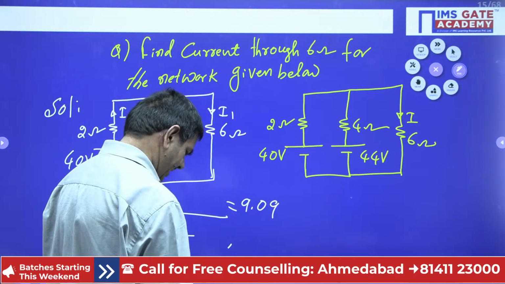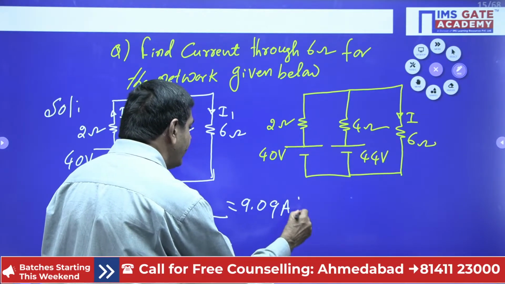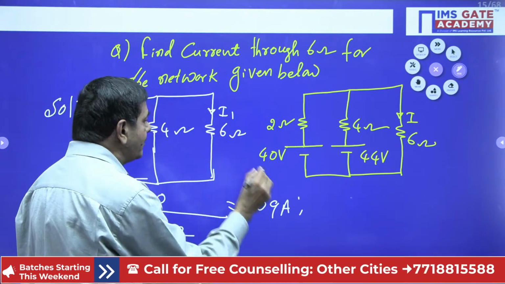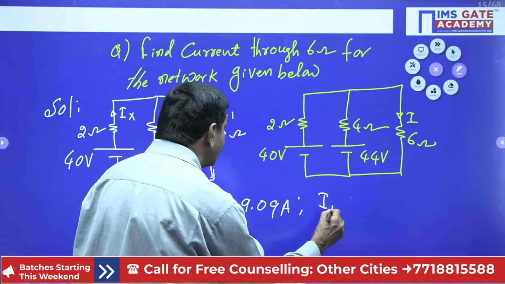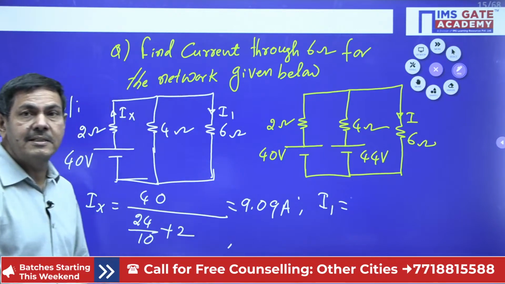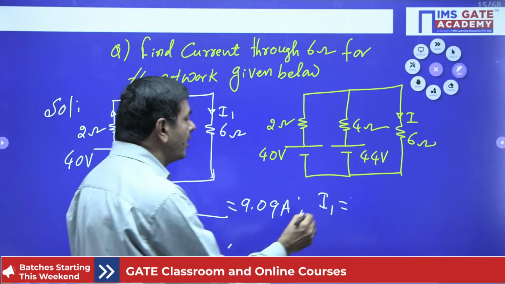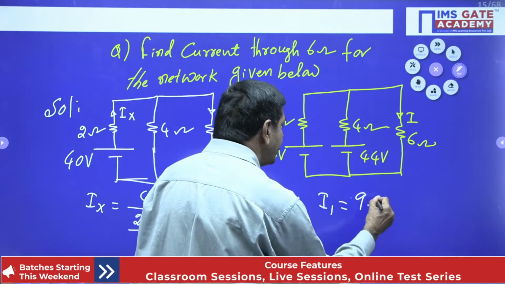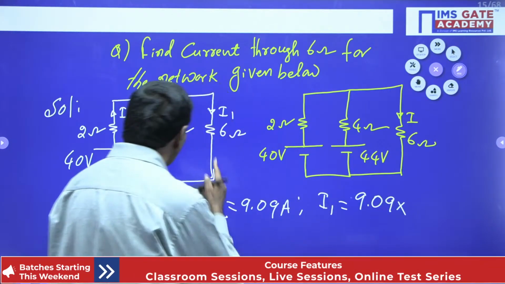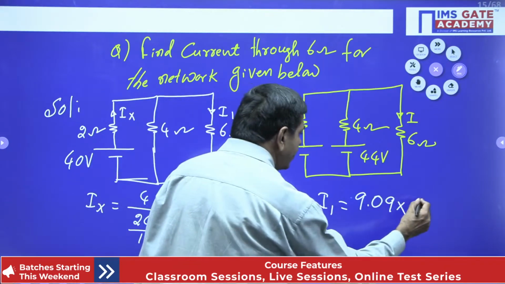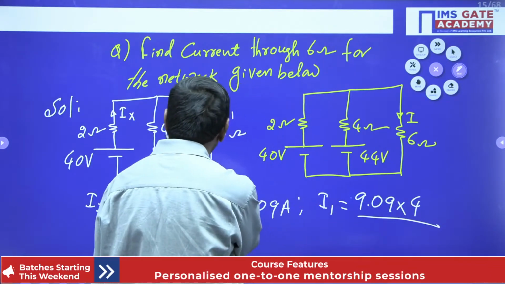9.09 amperes of current is possible. Once you get this current, you can determine I1 by using the current divider formula. What is the current divider formula? Ix into, Ix is nothing but 9.09. I can put 9.09 into the opposite resistor, 4 divided by 4 plus 6, which is 10.